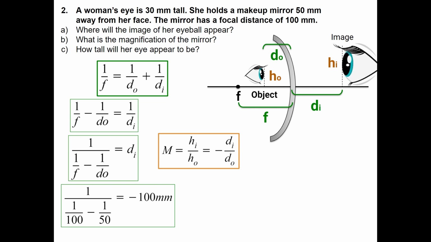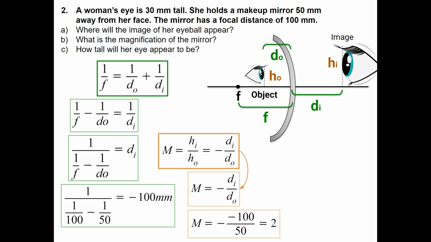HI over HO, well, we don't have HI yet, so we can't use that. So let's use the version that looks like this. Magnification equals negative DI over DO. We do know what DI is, we do know what DO is, and we know what negative is. It's just a negative sign. So let's just plug all that stuff in. Magnification equals negative 100, so there's a double negative, literally, so that will cancel out to a positive number. And 100 divided by 50 is 2. So the magnification of this mirror is positive 2.